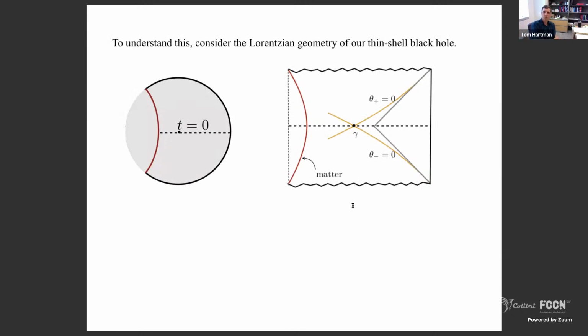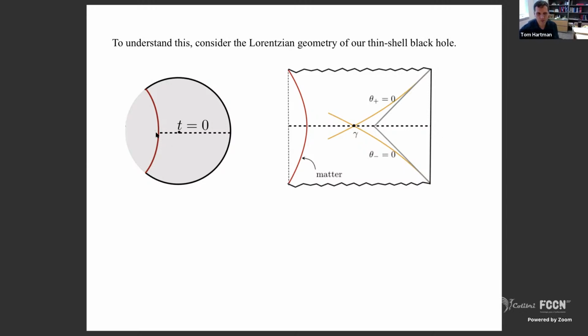So to understand intuitively what's going on here, I just want to explain why these wormholes should have anything to do with the words coarse graining. What does this have to do with wormholes? To explain this, let's consider the Lorentzian geometry of the thin shell black hole that we started with. So this is the thin shell black hole. I didn't draw the vacuum region, but this is the one we were starting with, the black hole pure state.